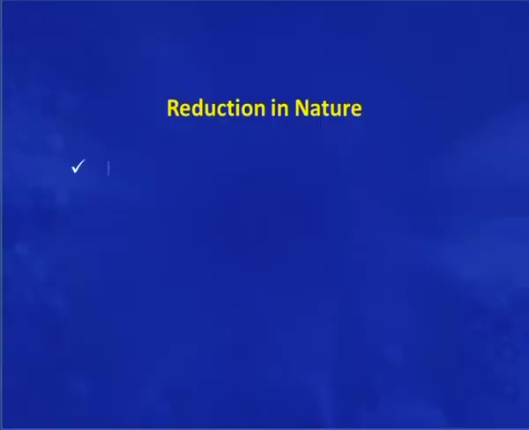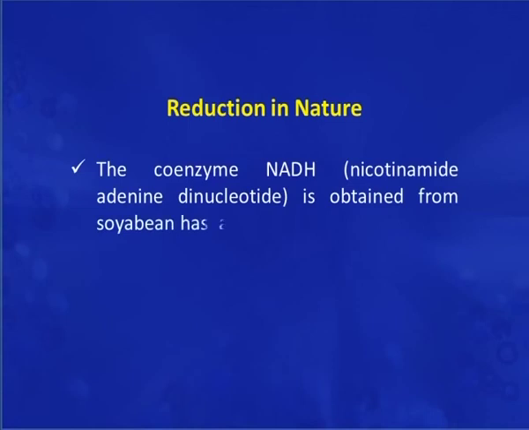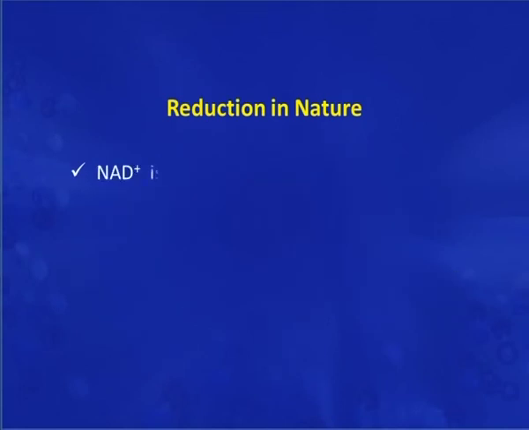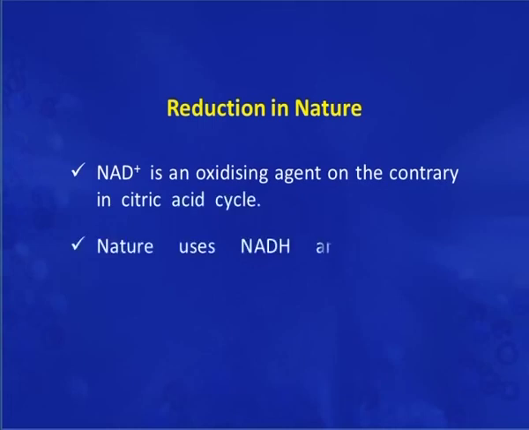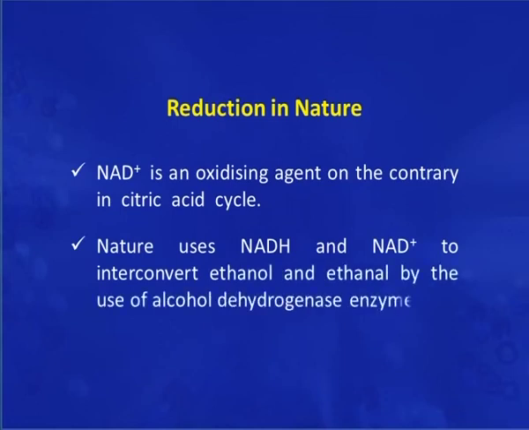We will now discuss a very interesting point here, the reduction in nature. The coenzyme NADH, nicotinamide adenine dinucleotide, is obtained from soya bean and has a split personality. NADH is a reducing agent and acts as an electron donor in various metabolic processes. NAD plus is an oxidizing agent, on the contrary, in the citric acid cycle. Nature uses NADH and NAD plus to interconvert ethanol and ethanal by the use of the alcohol dehydrogenase enzyme.